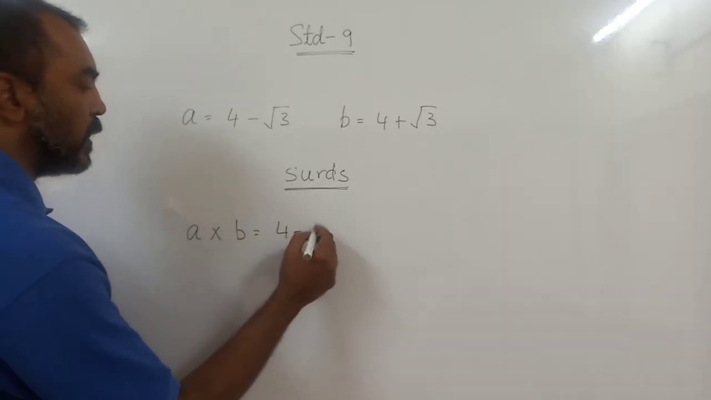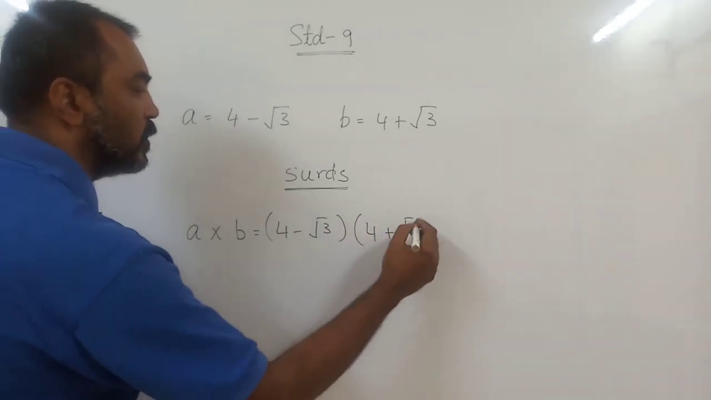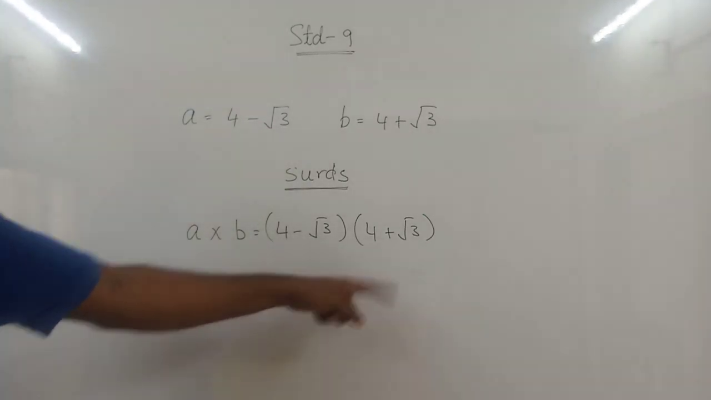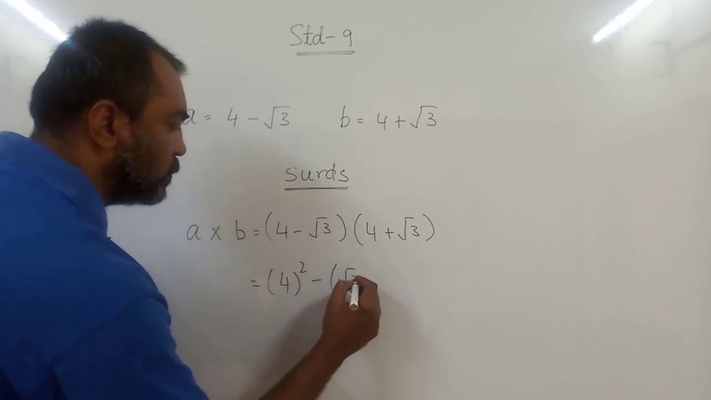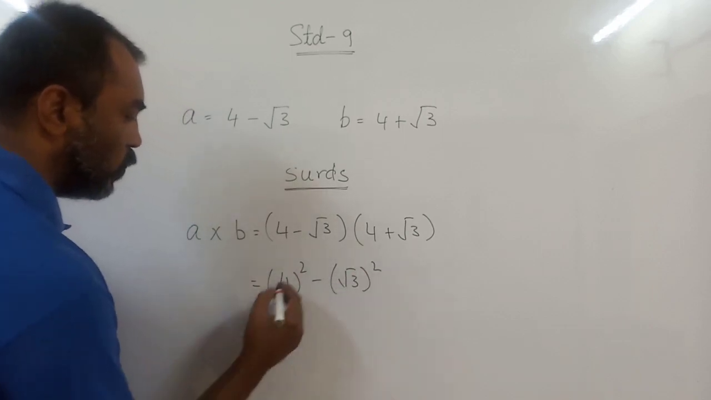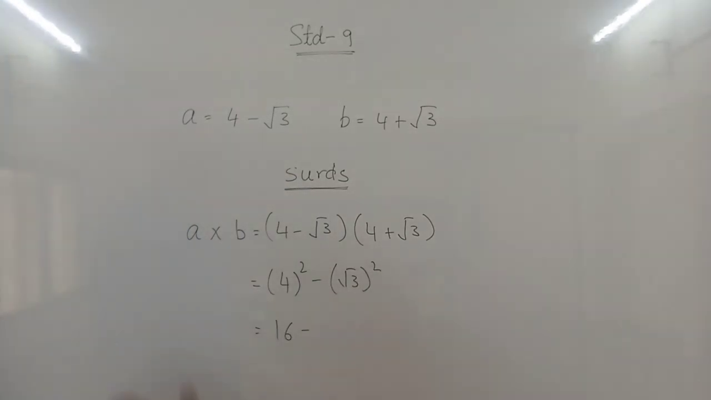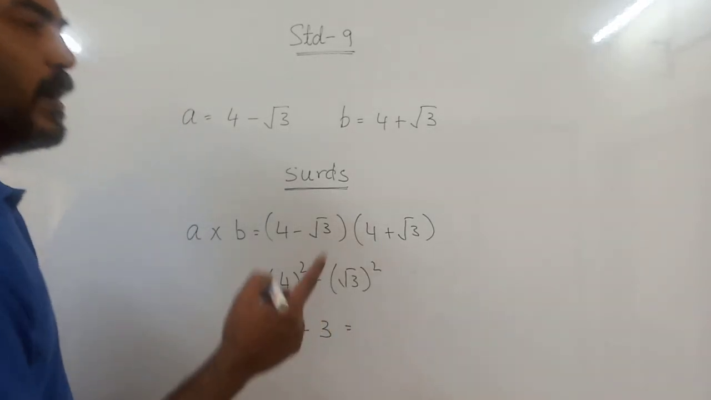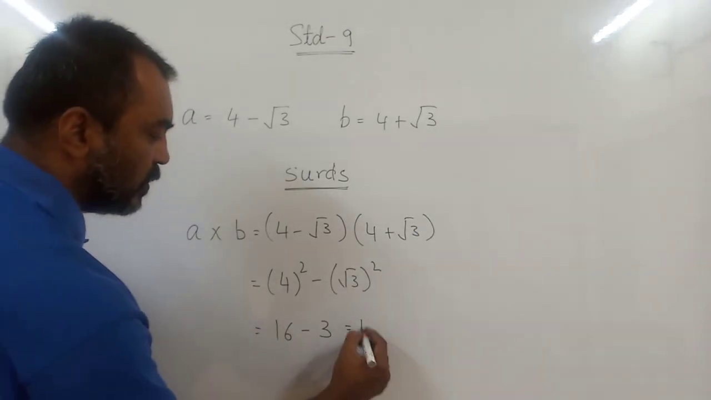So I get 4 minus root 3 into 4 plus root 3. Now, a minus b into a plus b is a square minus b square. What is 4 square? 16. And root 3 square is what? Root 3 into root 3, that is root 9. And root 9 is 3. Actually root 9 is plus and minus 3, but we take the positive number. So 16 minus 3 is 13.